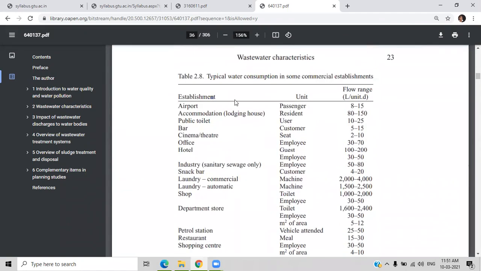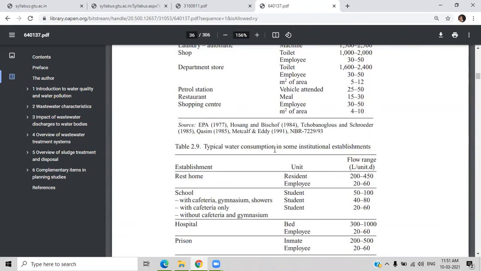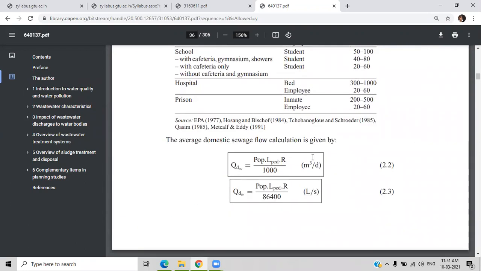So this is called the typical water consumption in some commercial establishments like airport, accommodation, bar, cinema, office, hotel. So this is a kind of factual data which we are not going to remember.